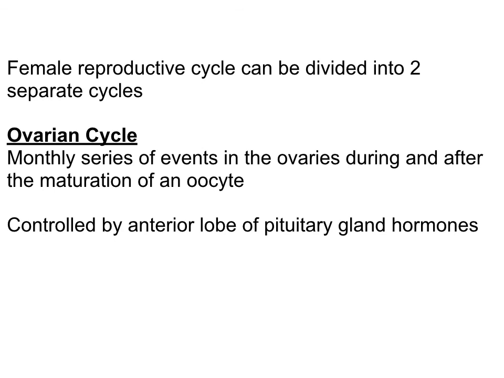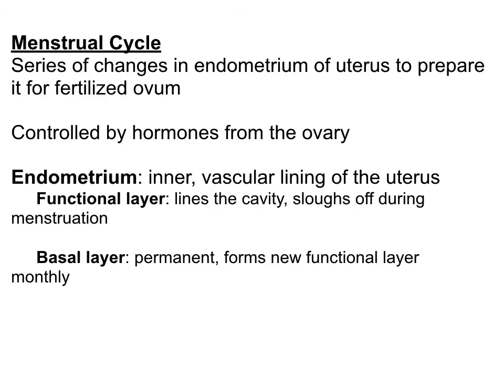The female reproductive cycle involves two distinct cycles. The first is called the ovarian cycle. The ovarian cycle consists of the monthly series of events in the ovaries that occur during and after the maturation of an oocyte. The ovarian cycle is controlled by hormones from the anterior lobe of the pituitary gland. The menstrual cycle is the series of changes that occur in the endometrium of the uterus to prepare it for the arrival of a fertilized ovum. The menstrual cycle is controlled by hormones produced in the ovary.